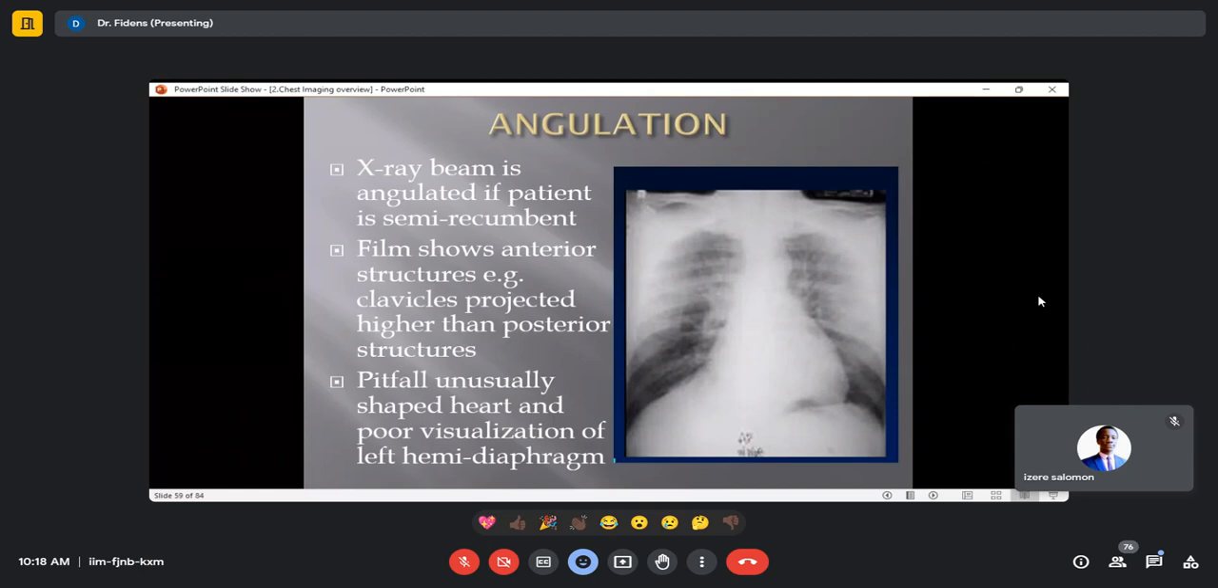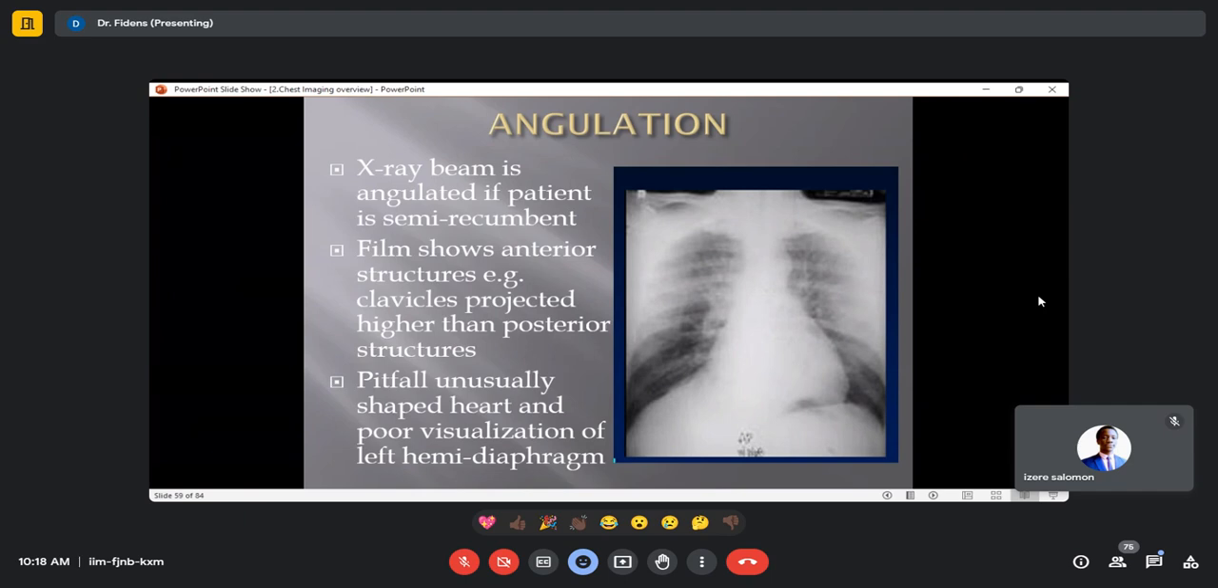And again, that's number one. Number two, the silhouette sign is not just used for the heart. Okay? It can be used anywhere else. If you are not able to see the diaphragm due to an opacity, that's a positive silhouette sign also. Okay? The silhouette sign is not only for the heart.